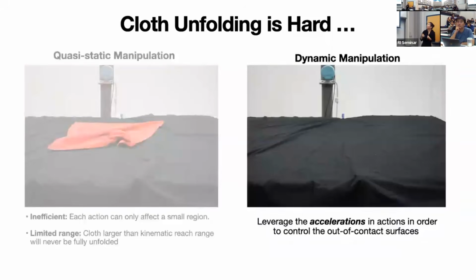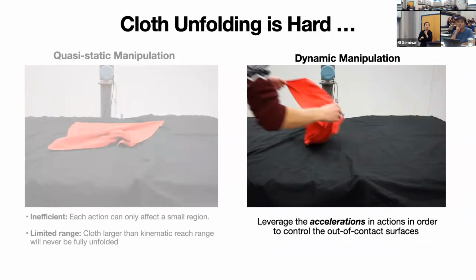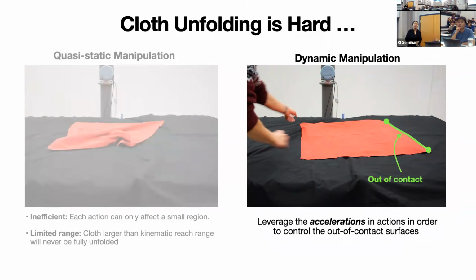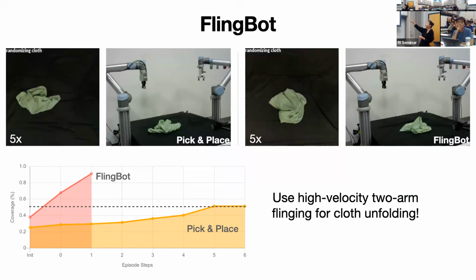Instead, we are more likely to do something similar to this, where you grab the cloth with your two arms and then unfold it with a single fling action. In this particular example, what we are doing is leveraging acceleration in our action in order to control those out-of-contact surfaces, which are highlighted by the red and green arrows. With this simple observation, the idea of FlingBot is very simple. Basically, let's use high-velocity two-arm fling actions for cloth unfolding.